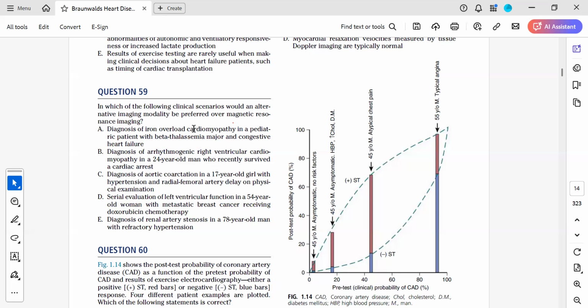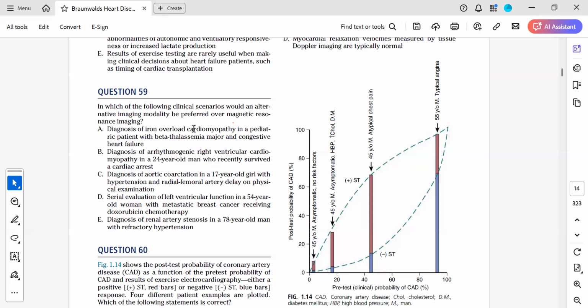I don't know if we get it. It's somehow confusing. So I said earlier that the higher the pretest probability, the greater the likelihood that the patient has a disease, while the lower the pretest probability, the lesser the likelihood that the patient has a disease.